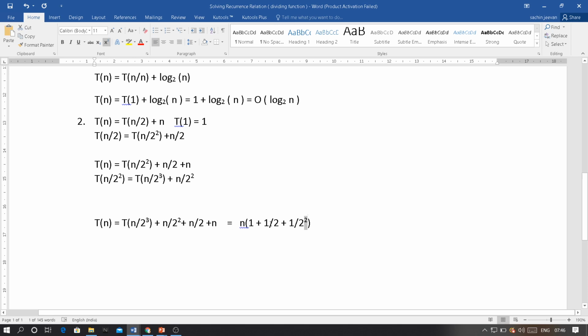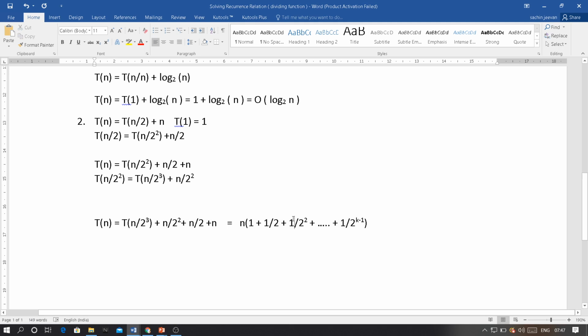So when this 1 plus 1 divided by 2 plus 1 divided by 2 square keeps on going up to, generally, 1 divided by 2 power k minus 1, then what has to be the answer of this 1 plus 1 divided by 2 plus 1 divided by 2 square up to 1 divided by 2 power k minus 1? This can be generally taken as 1.